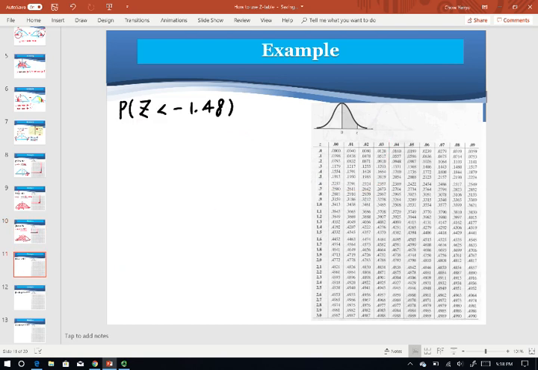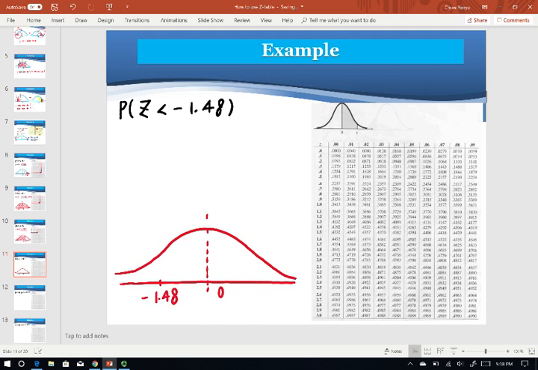And similarly, smaller than a negative number. Let's draw the curve again. The middle is 0. Negative 1.48 should be on the left. Put a line; smaller than should be everything on the left. And it could also be smaller or equal. It's the same. So this is a tail probability.